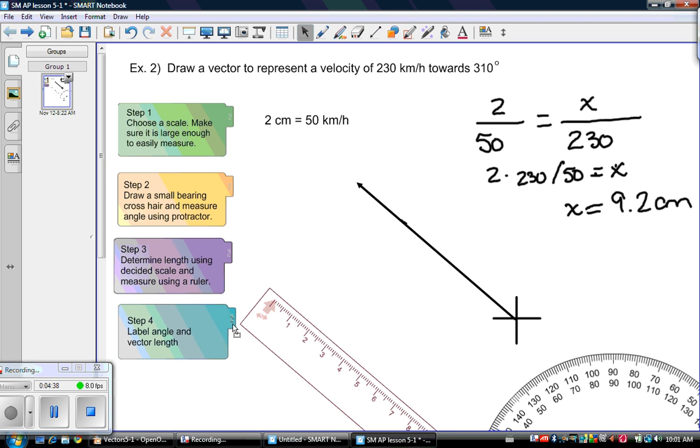Last step is to label the angle and vector length onto our diagram. So we start at our north line, drawing around, and put an arrow on the end of it. Labeling it, it is 310 degrees. And then the length of our vector, representing our velocity, this is 230 kilometers per hour. And we are finished. We have this vector.